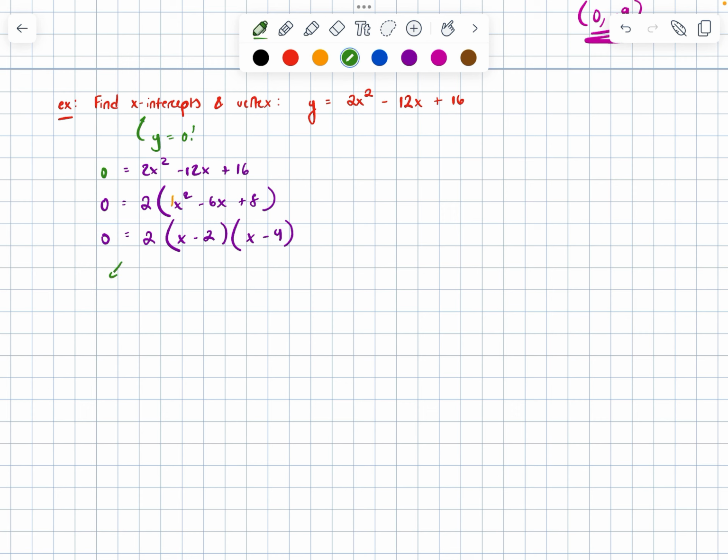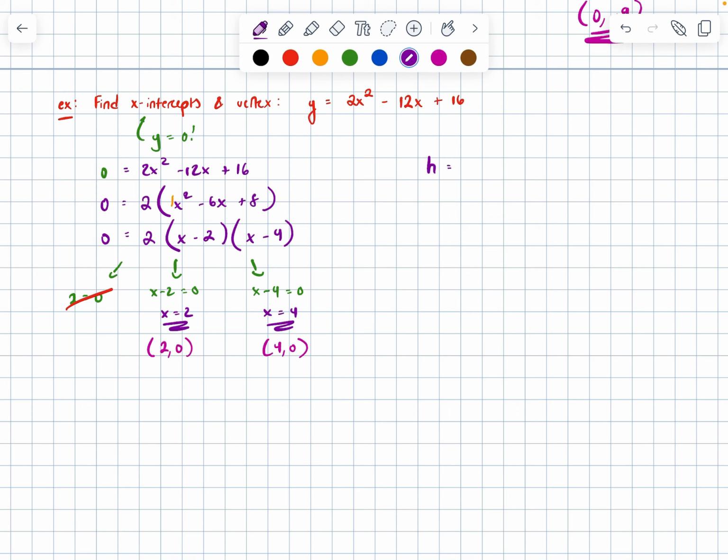From here, using the 0 property, I can now split up to find my values of x. So by the 0 property, either 2 is equal to 0, which doesn't make sense, so I can ignore that. x minus 2 could be equal to 0, or x minus 4 could be equal to 0. If x minus 2 is equal to 0, adding 2 to both sides, here x is going to be equal to 2. Adding 4 to both sides in my equation on the right, here x is equal to 4. This tells me that my x-intercepts appear at the points 2, 0, and 4, 0. Nice!